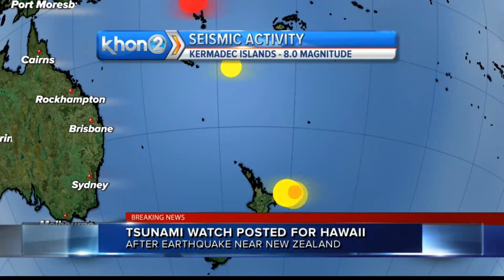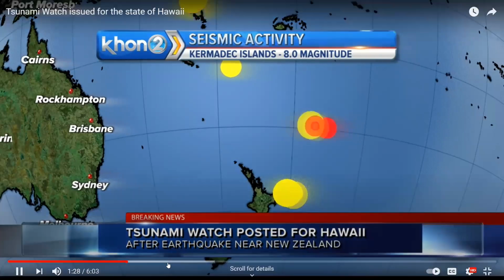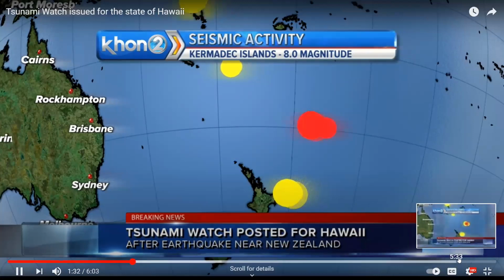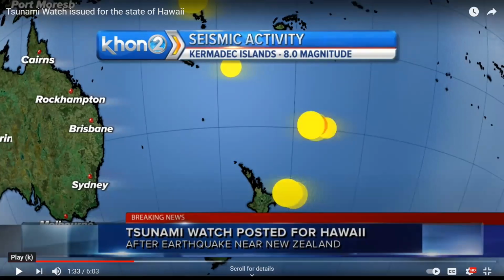Now, again, if the tsunami waves do impact the islands, the estimated earliest arrival of the first tsunami would be 4:35 this afternoon.